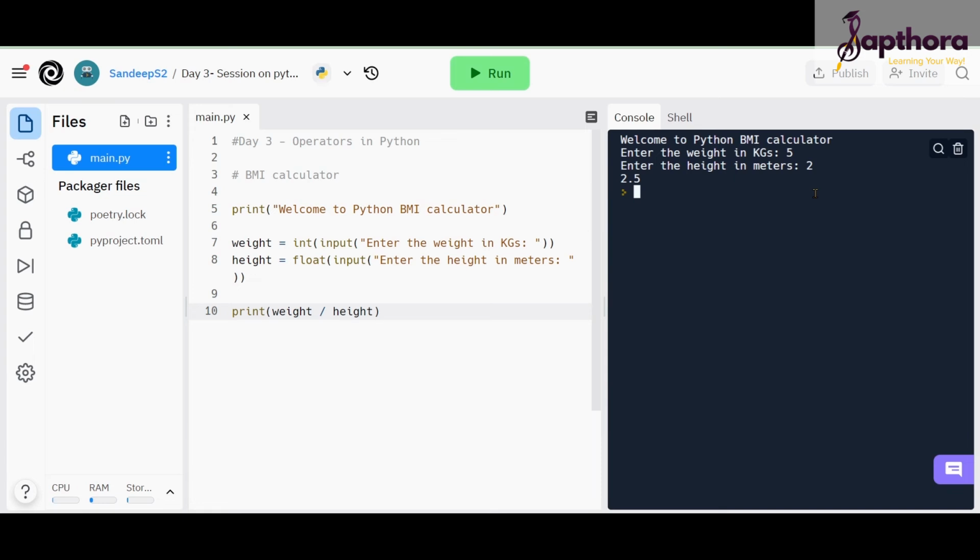So my quotient is 2.5, but I'm not able to get my remainder, right? So it is not completely divisible. If I'm getting a decimal point, that means a number is not completely divisible. Means we have to borrow something and then add it. If I want to see whether that particular number is completely divisible or not, then I have to use a modulo symbol, that is the percentage symbol.